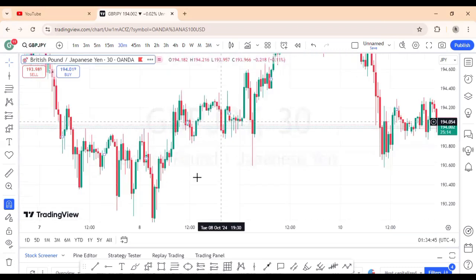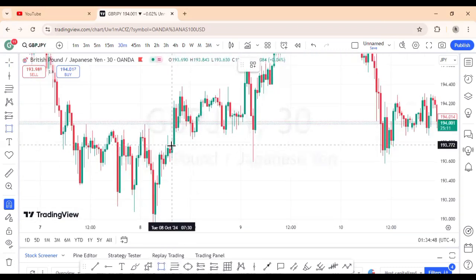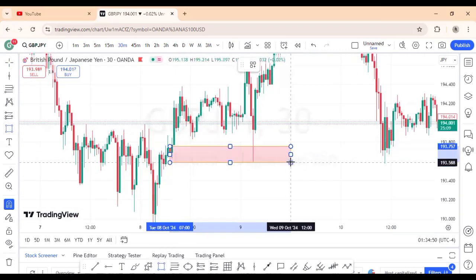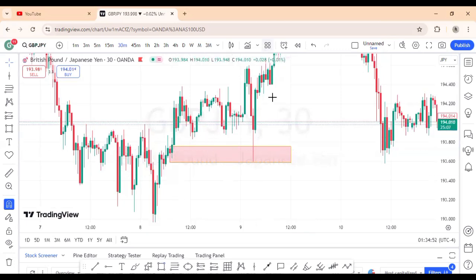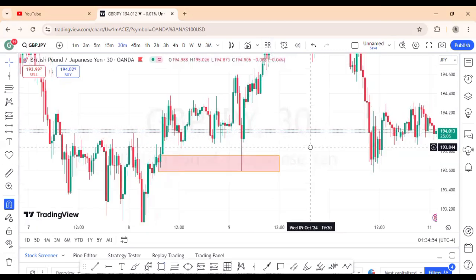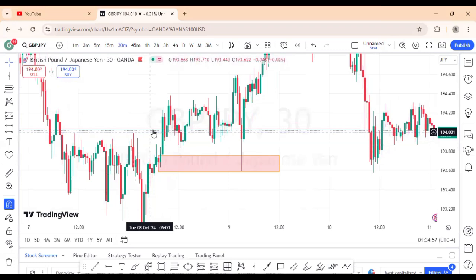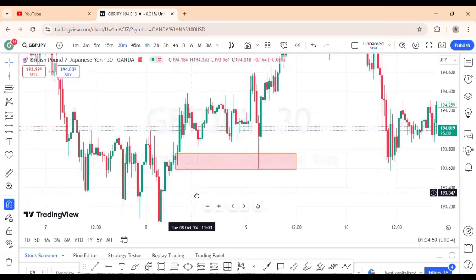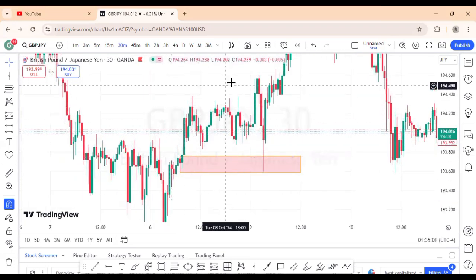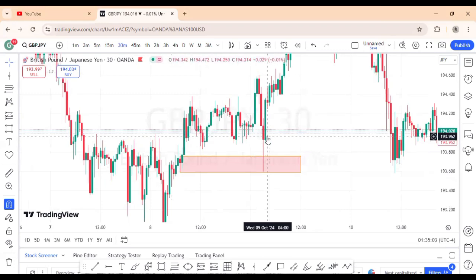Look at this here. I think I was targeting this other block in my entry. You can see how GJ just came there. There was no confirmation. It just ran away. So this is what we face. I was targeting this because it was the last unmitigated order block here. I was targeting this for my entry on GJ. Price just came there and moved away. There was no confirmation here.